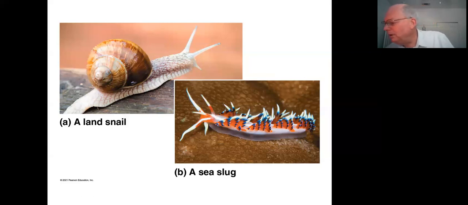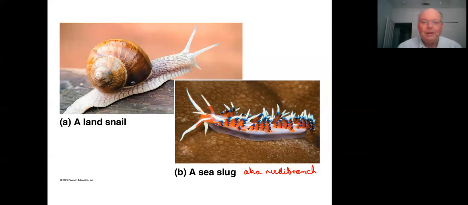So let me put here, AKA, nudibranch. And yes, nudie here does refer to naked, because it doesn't have a shell. It's a naked body. That's where the name comes from.